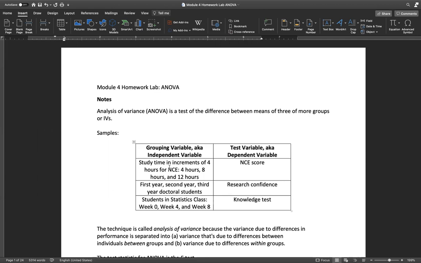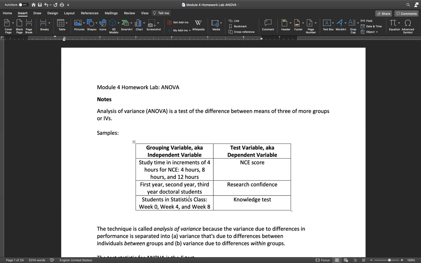But imagine that you wanted to look at the study time, say 4 increments of study time, for the national counselor exam. You could have 4 hours, 8 hours, or 12 hours, with the dependent variable being the actual score on the test. So these are my independent or grouping variables, and these are my test variables or dependent variables. Another example would be looking at first year, second year, third year doctoral students and their research confidence being the outcome.